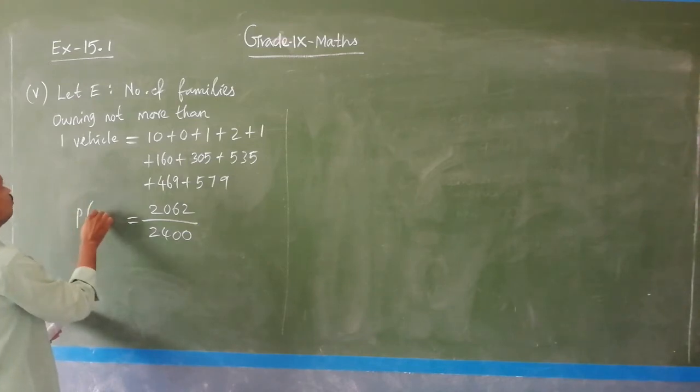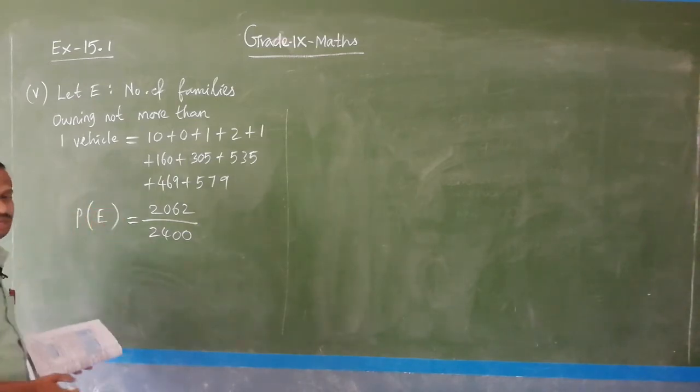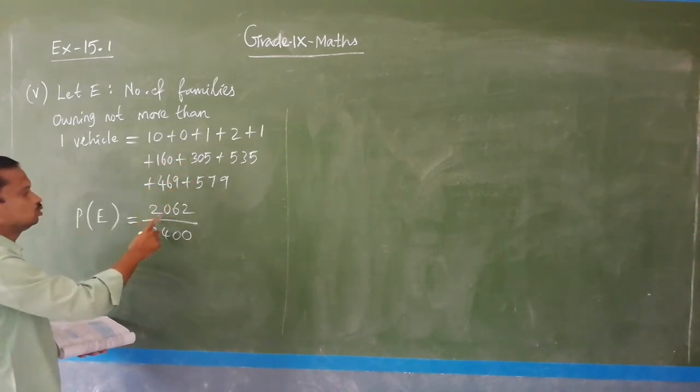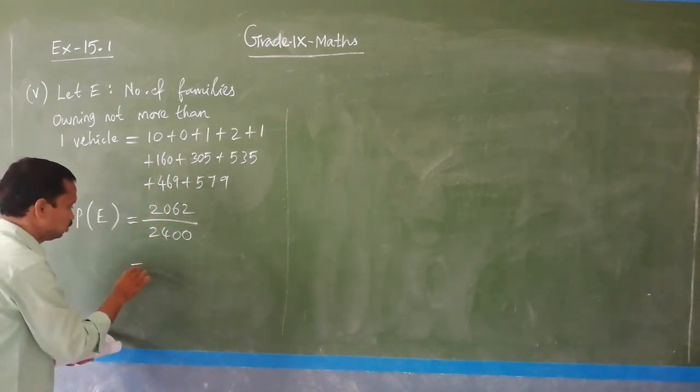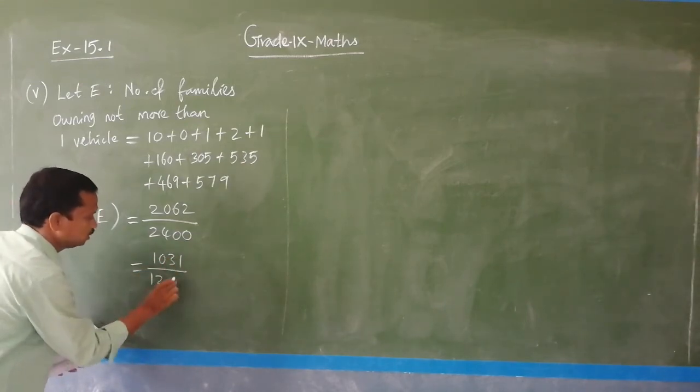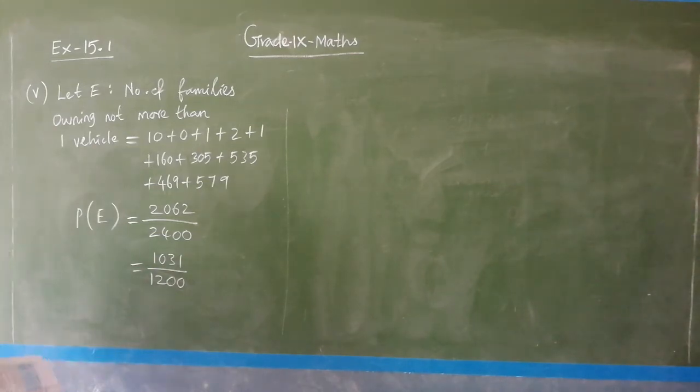So, this is the probability of E. Okay. The probability of the event E is, if you add all this, you get 2062 divided by 2400, and if you cancel, you will get 1031 by 1200. So, this is the final answer.